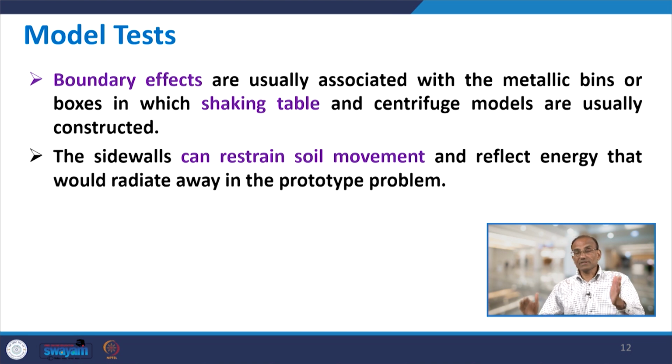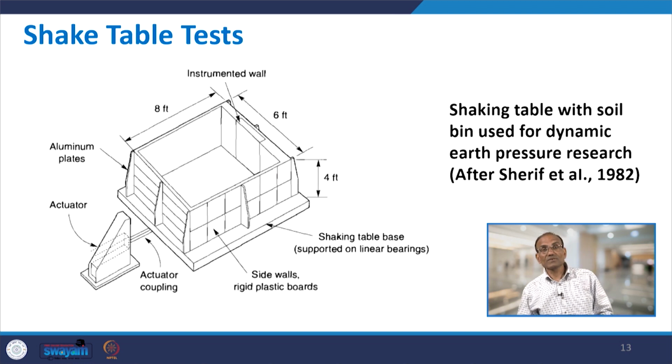So, what will happen? You have a tank, soil is there, when the wave propagates, it hits the wall of the tank and gets reflected back, but in the real field there is no wall, rather it goes away, it will radiate away and will not come back. So, this is the typical example of the shake table test.